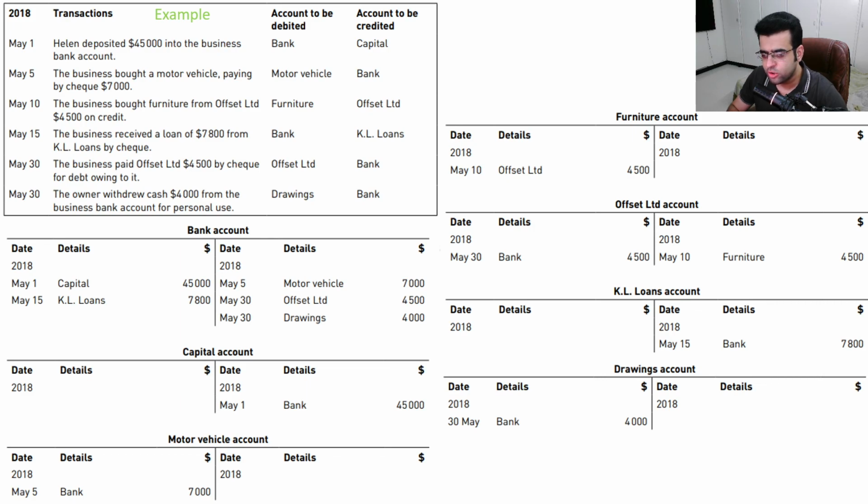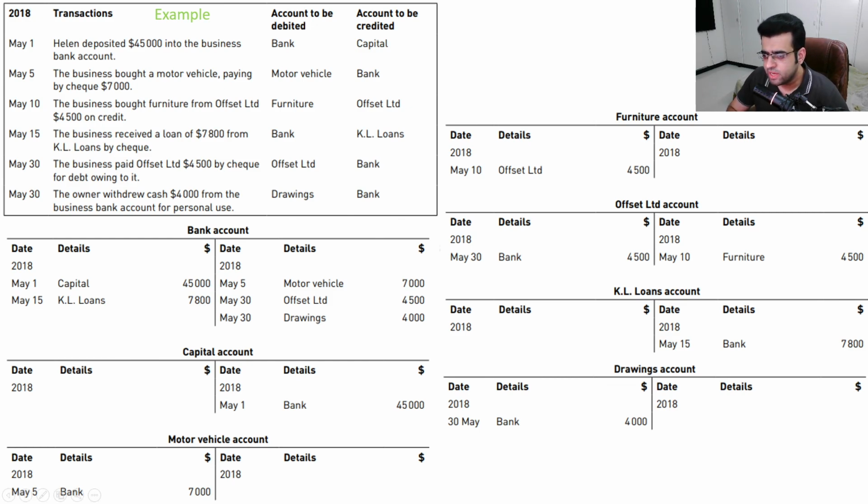The next transaction, that is on May 30th, the business paid Offset Limited, which was a creditor of the business, 4,500 by check for the debt owing to it. So now we bought furniture from Offset Limited earlier. We credited Offset Limited. Now we are paying Offset Limited to settle their account. So money is going out of our bank account. So our bank account will be credited by 4,500 and Offset Limited, which was a creditor, will now be decreasing as we are paying them. So we will debit Offset Limited account by 4,500 and this account will be settled and our bank account is being reduced or credited by 4,500.